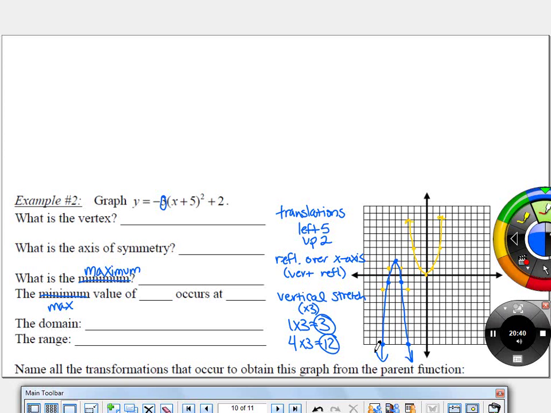Okay? All right, so vertex should be at -5, positive 2. Okay? Axis of symmetry should be at x equals -5. We decided we didn't have a minimum. We actually had a maximum. So it was -5, 2, our vertex point, which meant the maximum value was 2, and that occurs at -5.